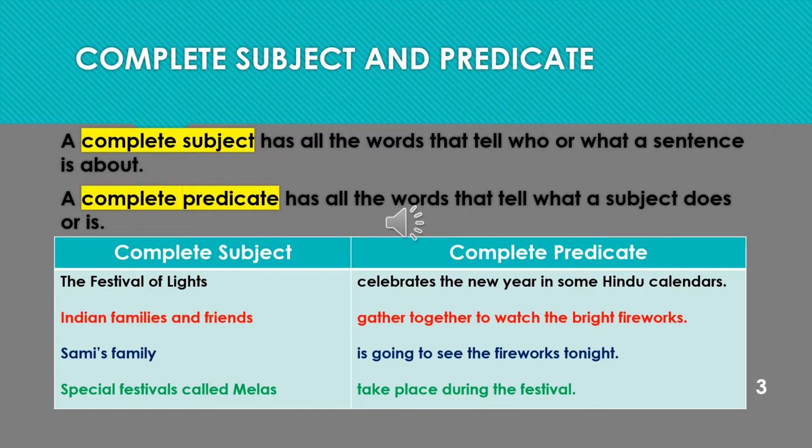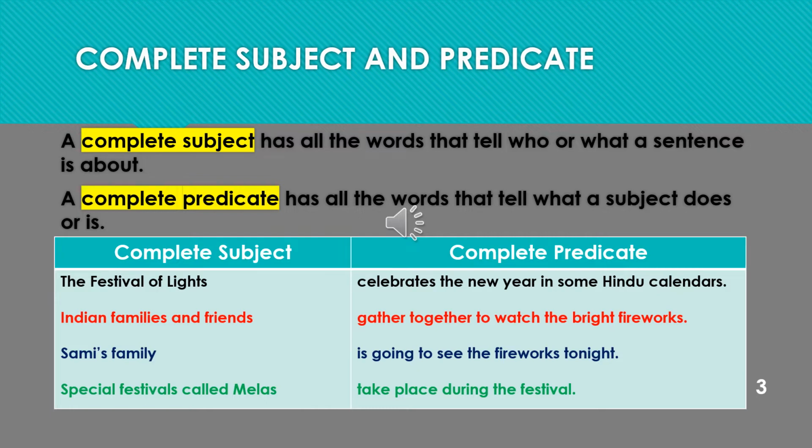The next sentence is: A special festival called Melas takes place during the festival. Special festival called Melas is the complete subject, and takes place during the festival is the complete predicate.